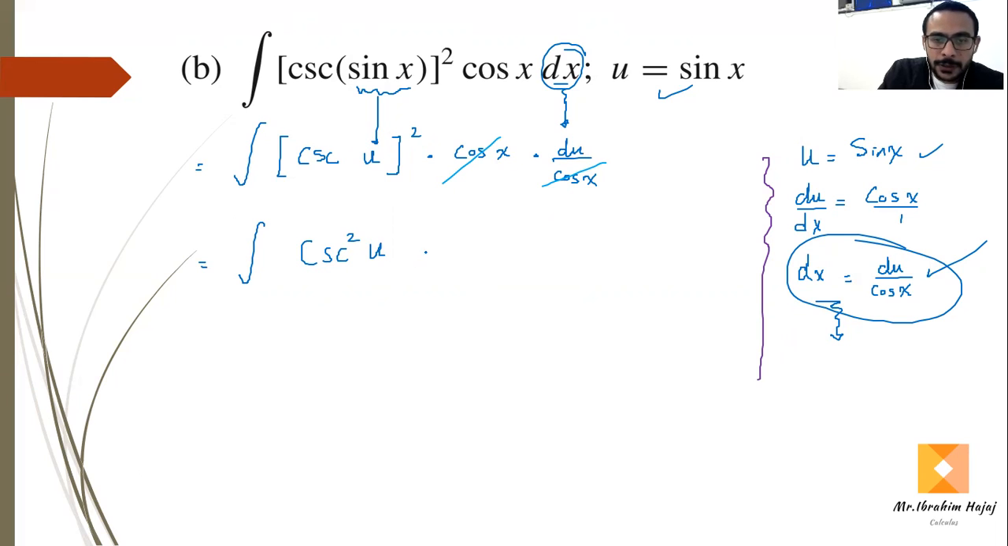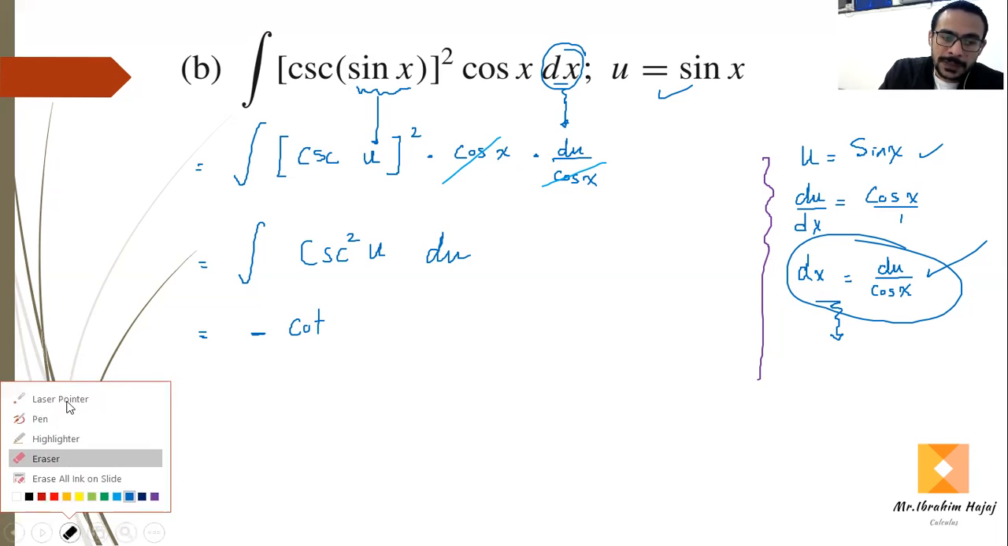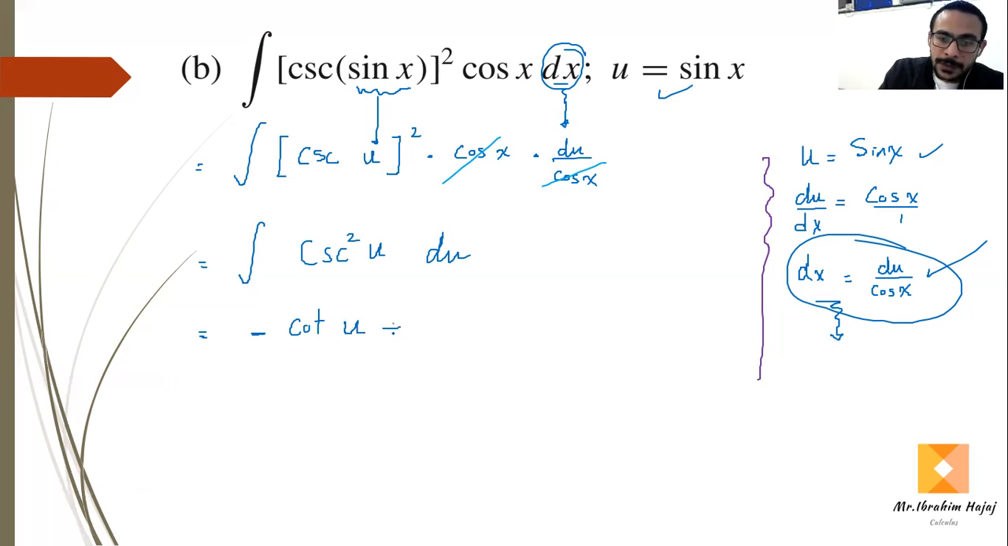Okay, du. The integral of cosec squared is negative cotan. So negative cotan u, plus c. And what is u? U is sine x. Replace u again, inside the parentheses: negative cotan sine x plus c.